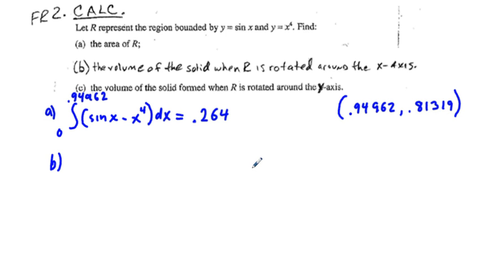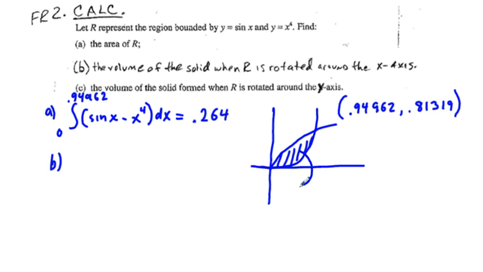For B, what we're going to do is take this area here. I'm going to draw a rough sketch. There's the x to the fourth, here's the sine. So we're going to take this area here and rotate it around the x-axis. Okay, that's going to be our next thing here.